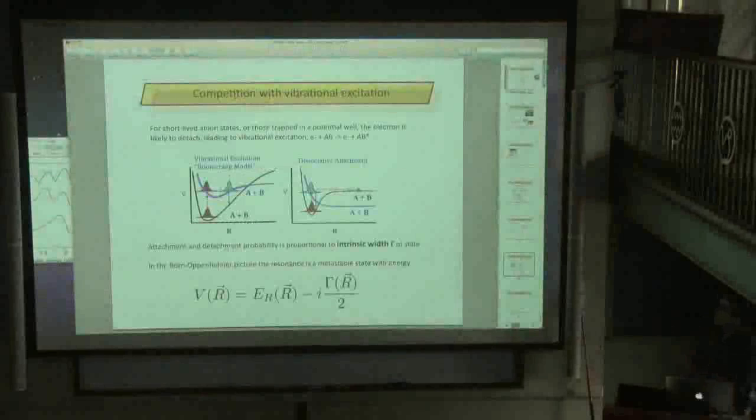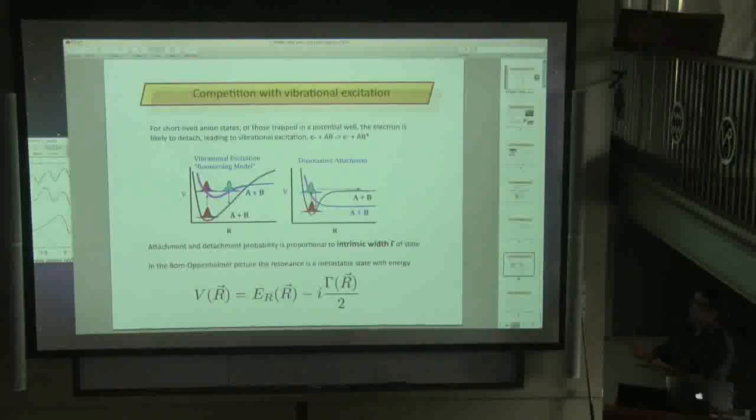So a little more about that right here. There can be simple systems in which you have either vibrational excitation or dissociative attachment. For vibrational excitation, you might have a potential energy curve that's actually bound, so you don't have a dissociative channel. No matter what happens, the metastable state can't go anywhere and will eventually decay back to A plus B. You might have a very long-lived state, in which case, once you attach, you're definitely going to go to dissociative attachment. But in general, you do need to account for the competition between these two processes. You need to account for the decay of the metastable state.